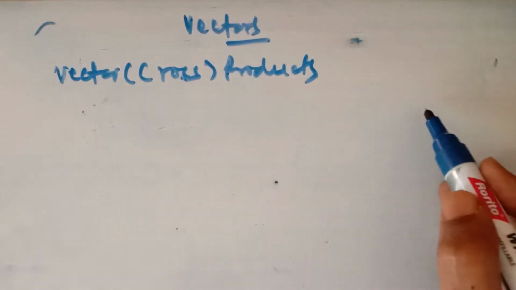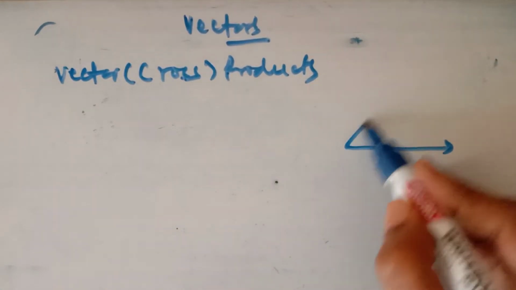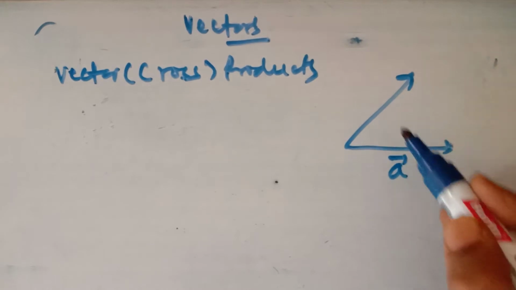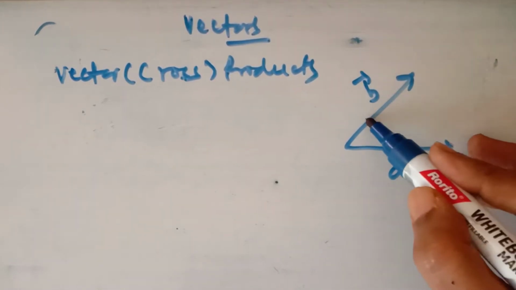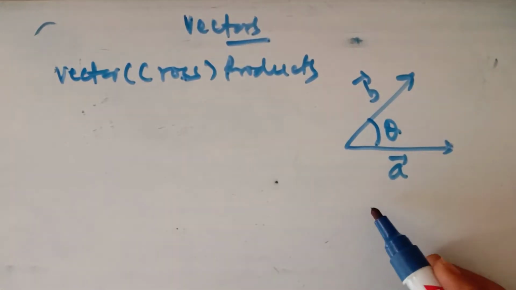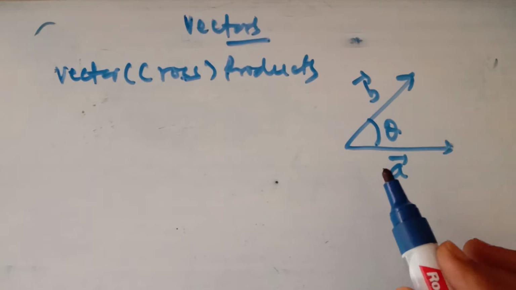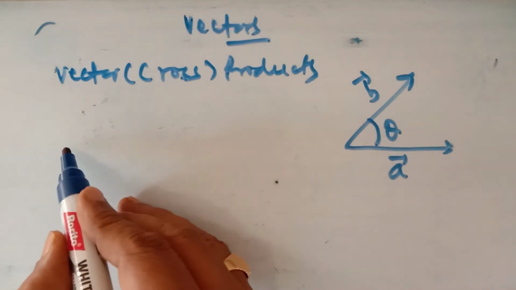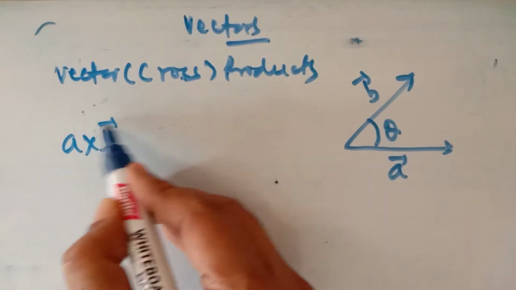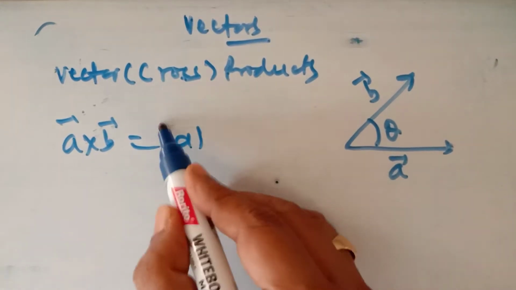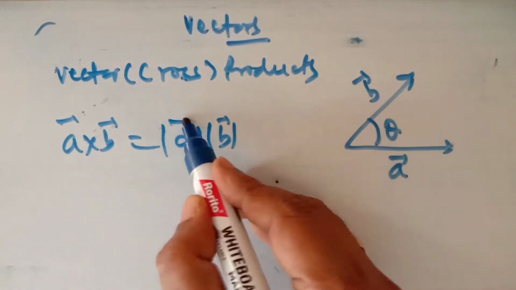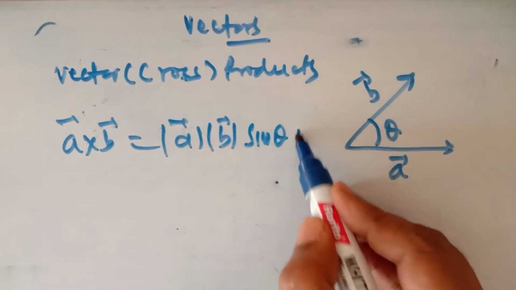Let us take two co-initial vectors, vector A and B. Let us take this is the vector A, this is the vector B, and this is the angle theta between the two vectors A and B. Then the vector product of the vector A and B is defined as A cross B is equal to modulus of A modulus of B sine theta n cap.